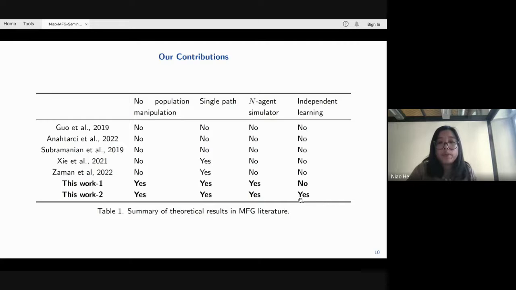Particularly, we wanted to design algorithms that may not necessarily need a centralized controller, so that we can have independent learning among all of these N agents, and they can deploy different policies as they go along. So here's a brief comparison between our work and some of the existing literature on learning mean field games or N-player games.